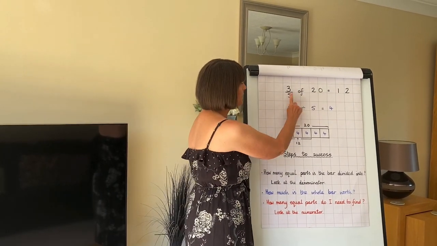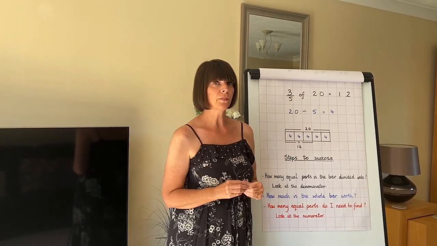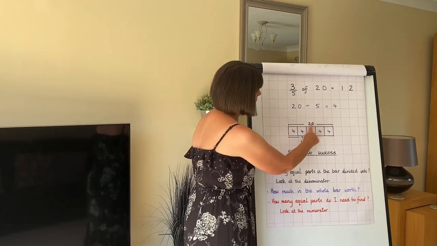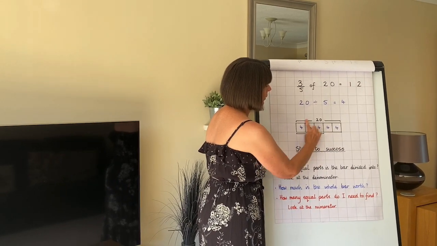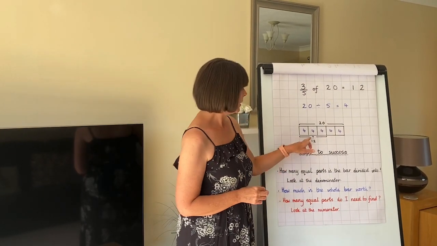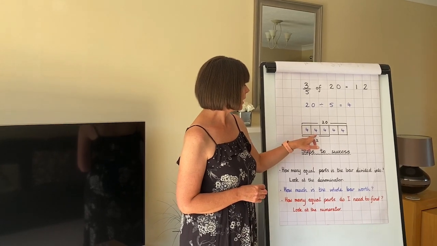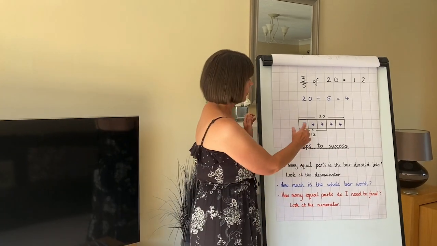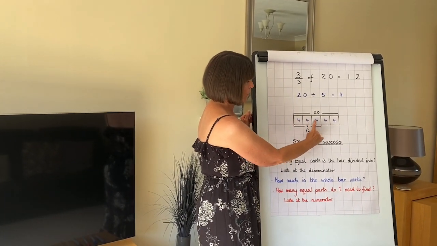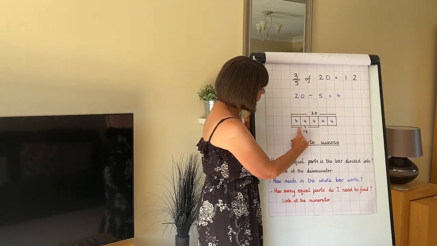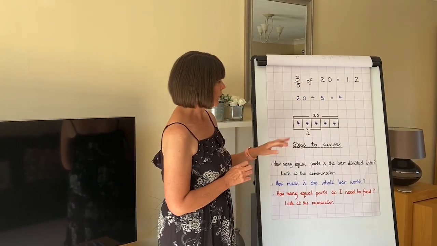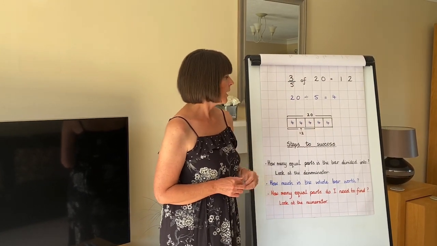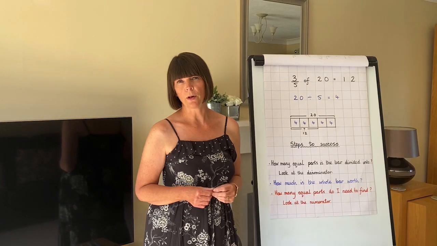I did 20 divided by 5 because I found 1/5 first. And then I knew that 1/5 was 4. So here my bar is split into fifths. I know my whole amount is 20 and I know that 1/5 is 4. But I wanted to find out 3/5 because the numerator has a 3 in it. So there's my 3 boxes on my bar and 3 lots of 4 is 12. So I've been able to work out 3/5 of 20 by using my bar model and working out 3 equal parts of the bar.